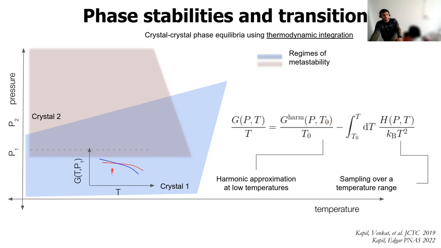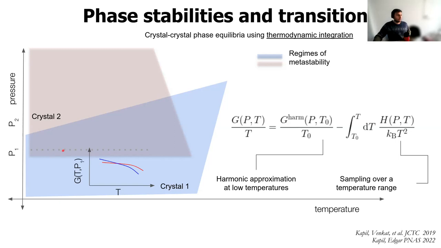After that, all you have to do is, for the two phases, compare the Gibbs free energy as a function of temperature. And at some point, one of these phases will become more stable than the other. In this case, I'm just showing that early on the red phase, crystal two, was more stable, but after that, crystal one became more stable. But at this point, they both have exactly the same Gibbs free energies. And that is the transition point.